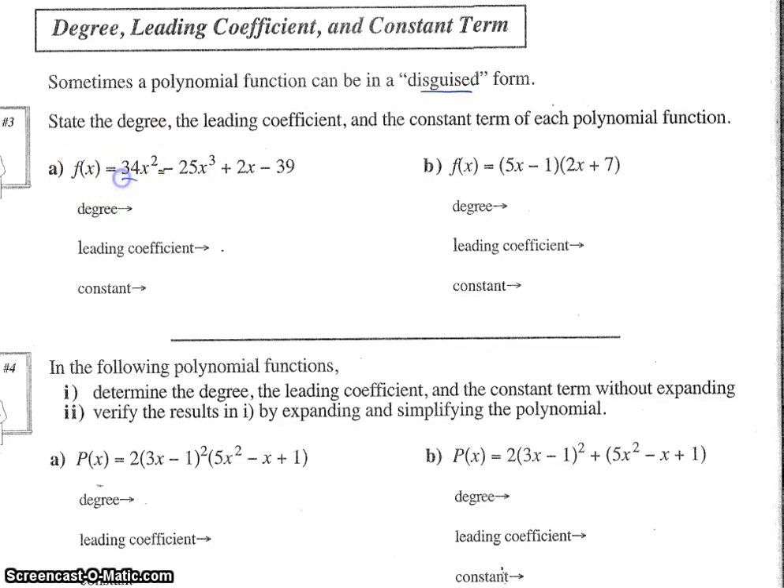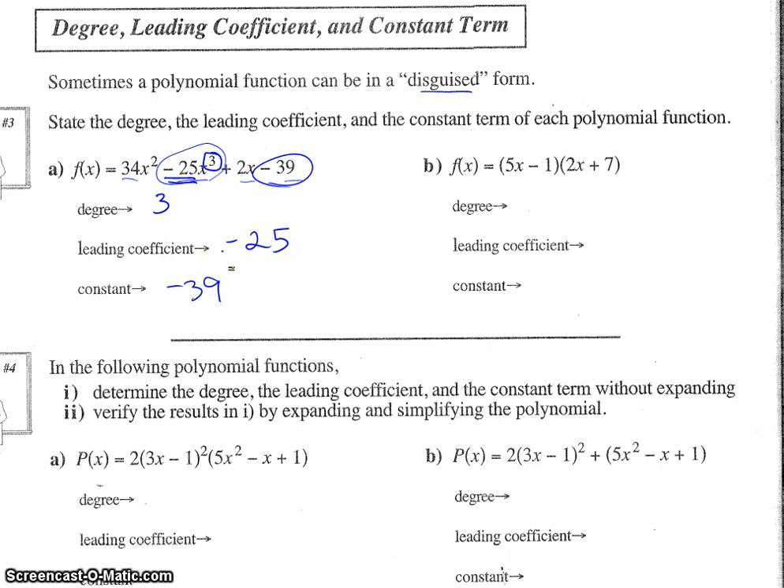But this first one, let's take a look at that. This one actually looks okay, right? Except for one thing. Your leading term, or your leading coefficient, is not necessarily the first term. You look for the highest exponent on x. Right here. That tells you not only the degree is 3, but the leading coefficient is the coefficient in front of that, so negative 25. Okay, your constant term, negative 39, the term without x.